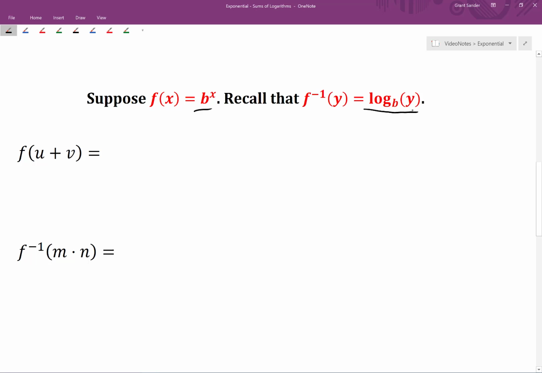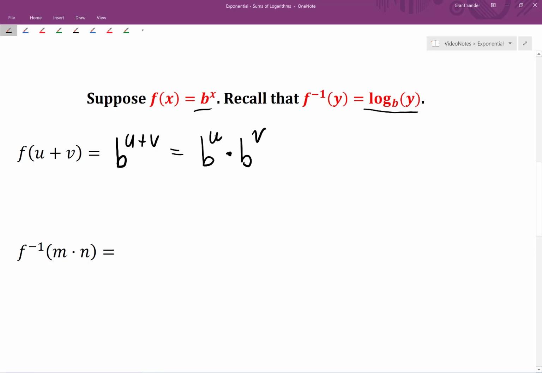So let's start by evaluating f of u plus v, where u and v are just any variables. So f of u plus v is b raised to a power of the input, and the input is u plus v. So b to the u plus v. Remember that when we have addition in an exponent, that corresponds to multiplying the two separate bases. So we can rewrite this as b to the u times b to the v.